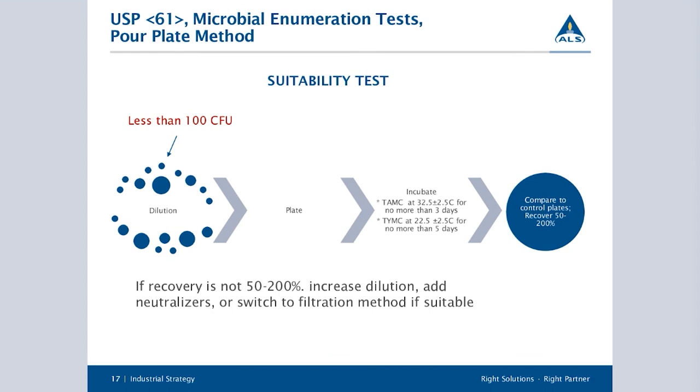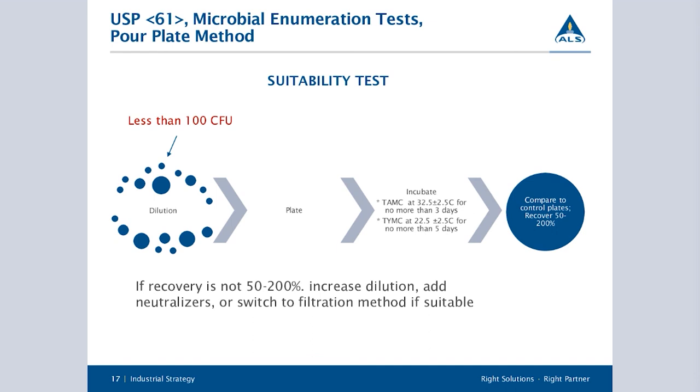Very similar to USP 60, the suitability test is also inoculating each of the growth promoting media organisms with less than 100 CFU. So you'll make a dilution, in the case of 1 to 10, and inoculate that with less than 100 CFU, and then you plate that out. Concurrently, you would do control plates without the product and incubate that concurrently. At the end of the incubation period, you want to compare the growth between the control and the test sample, and the recovery needs to be 50 to 200%.